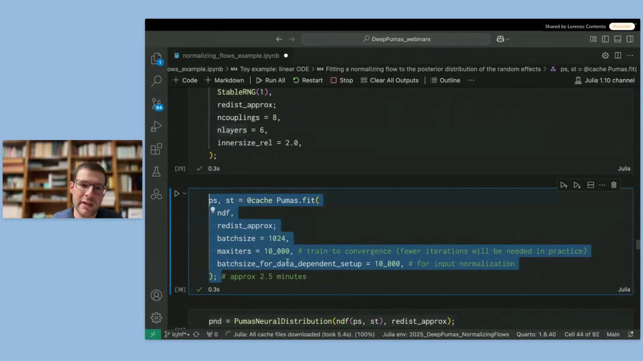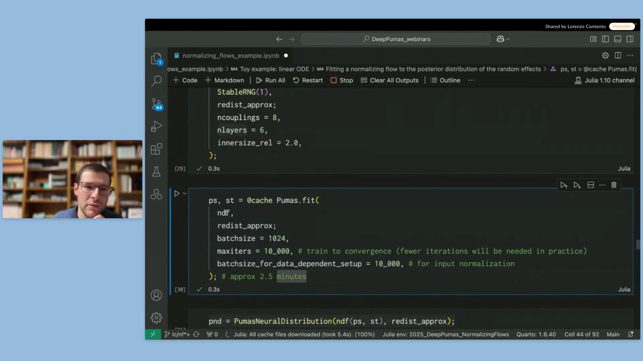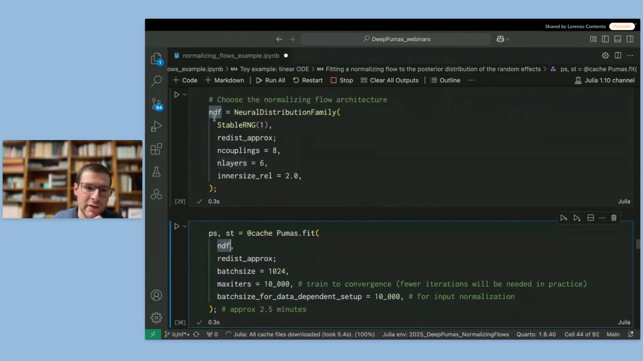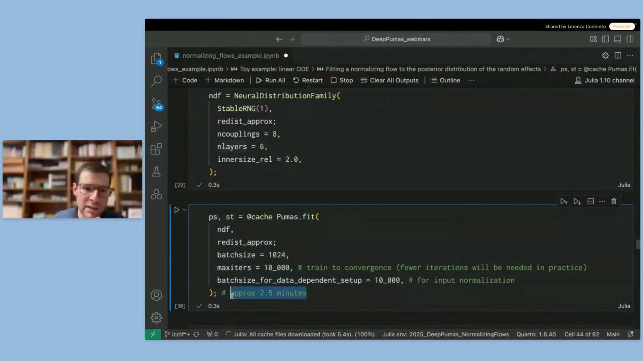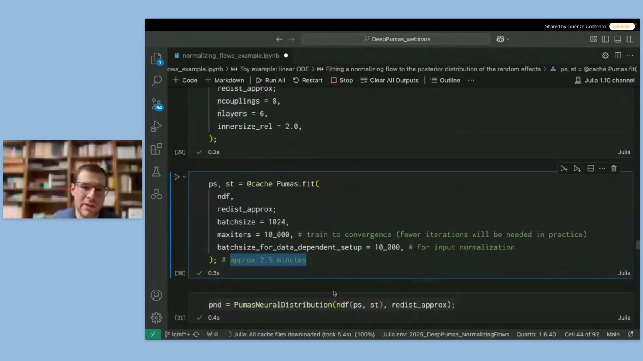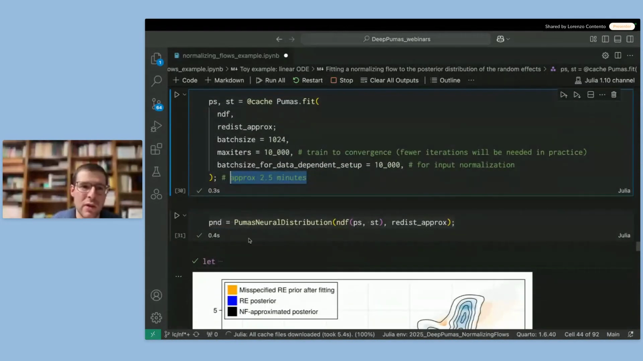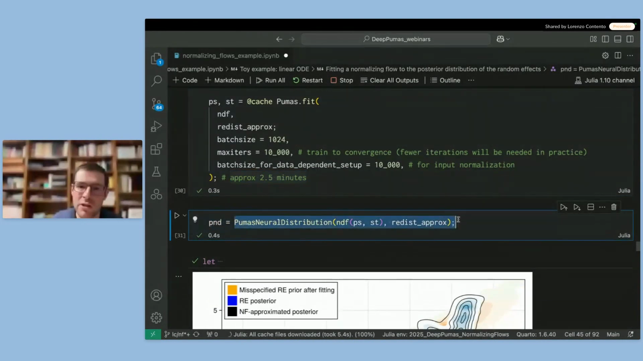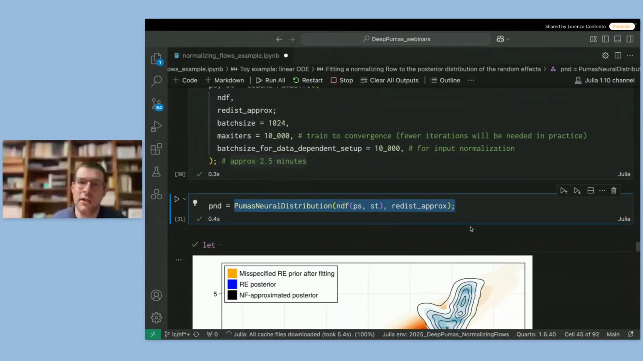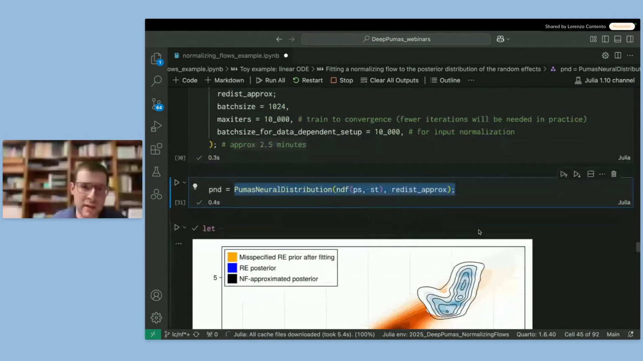So once we have defined the architecture, we can fit it. So we fit the architecture, which is DF as defined above, to the approximated random effects distribution. And then we can specify other options, the most important of which is the number of iterations. And this is pretty fast, only takes 2.5 minutes for this simple model. Larger models may take longer, obviously. Once we have the parameters of the normalizing flow, then we can pack them in this object, which is an actual distribution we can sample from using the usual Julia syntax for distributions.